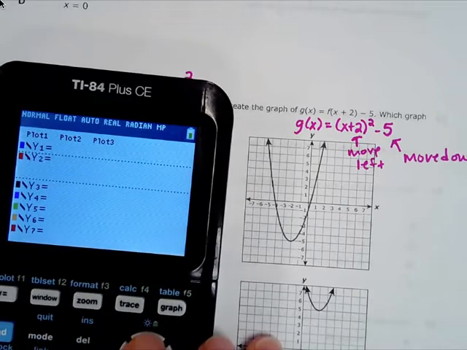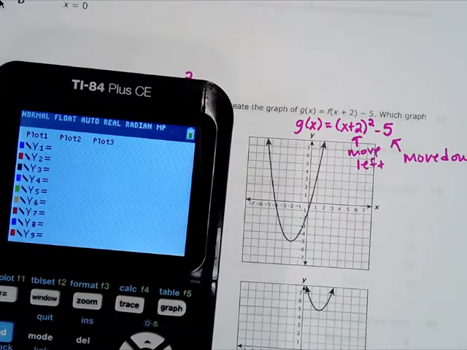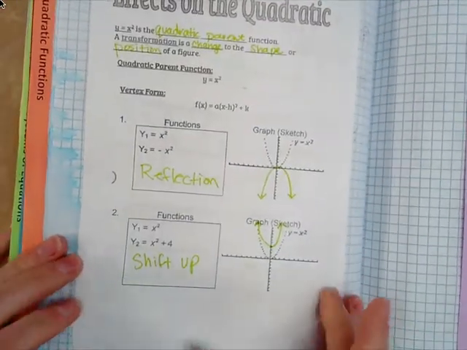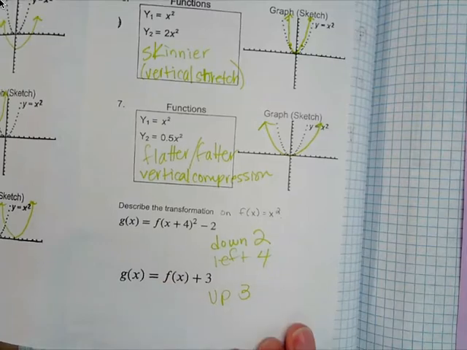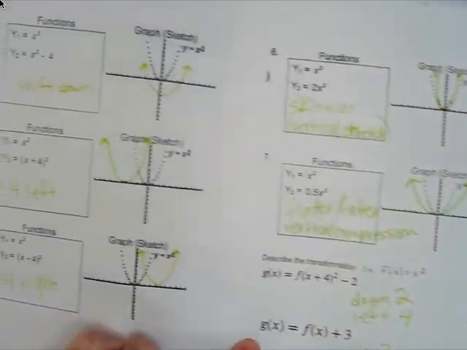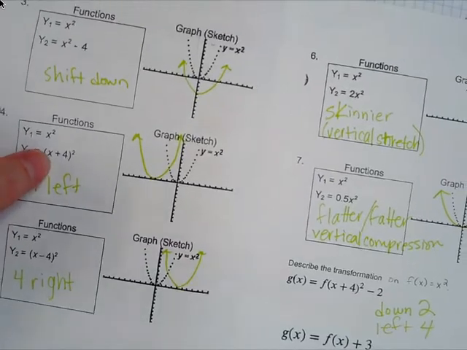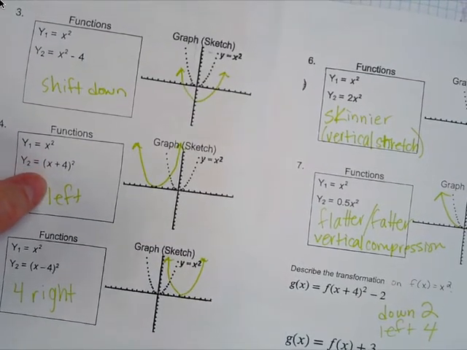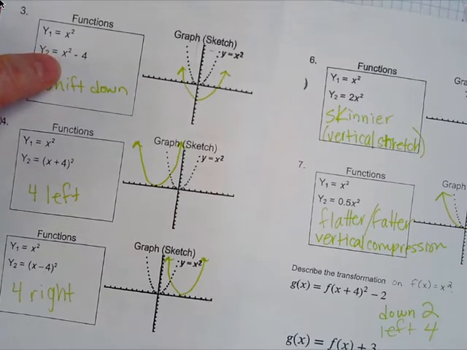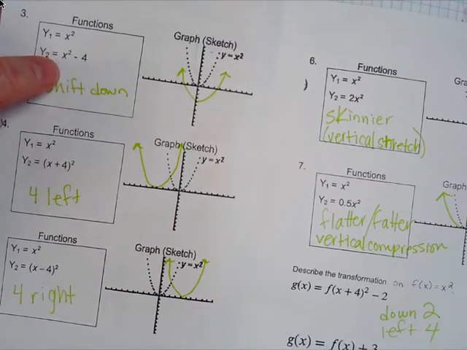We did this on our notes for the effects on the quadratic. Let me pull them up. These are the notes that we took, effects on the quadratic. It was similar to these problems. When you have it in parentheses squared, it's going to move it left and right. Whenever the plus or minus is outside the parentheses, it's going to move it up and down.